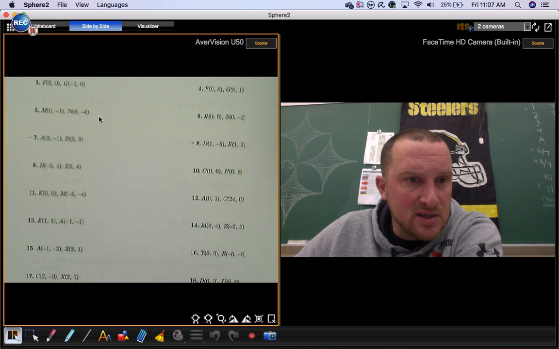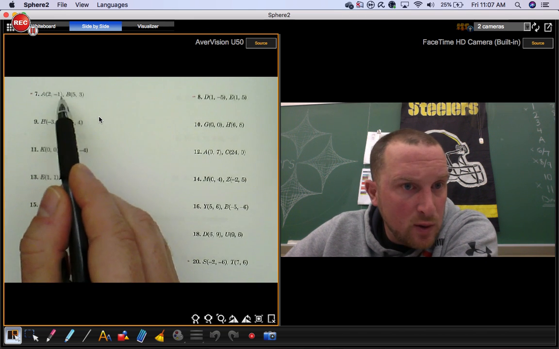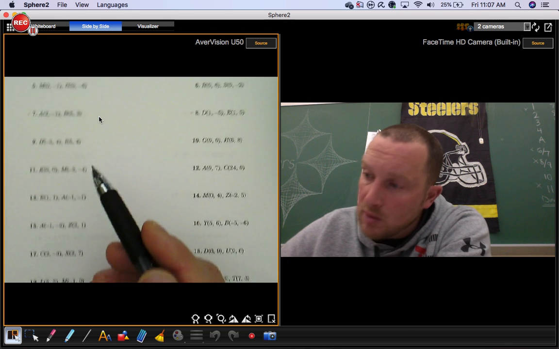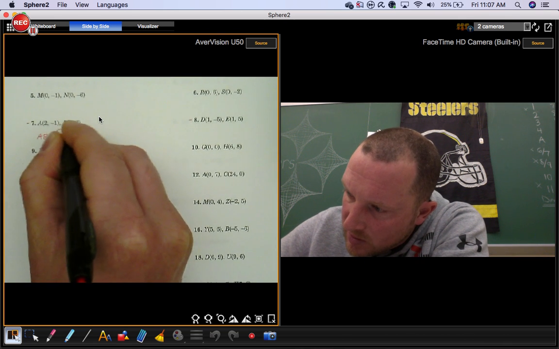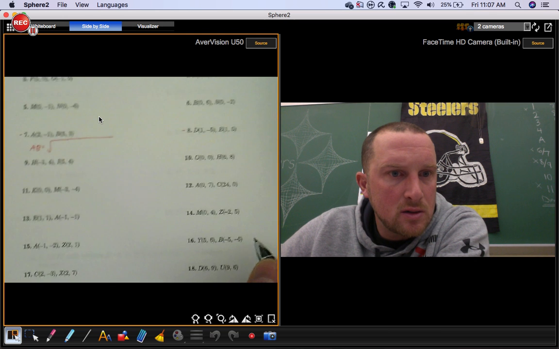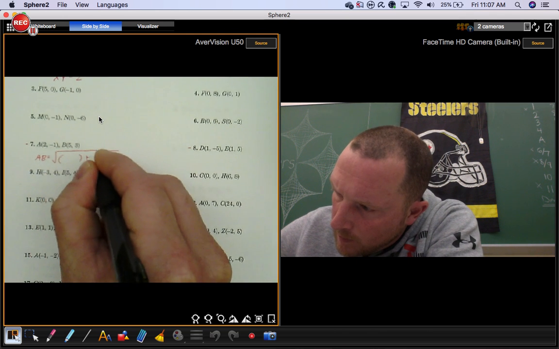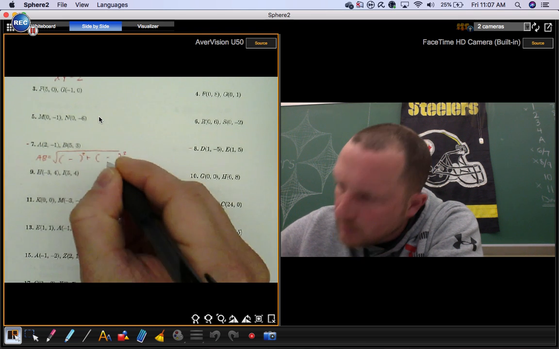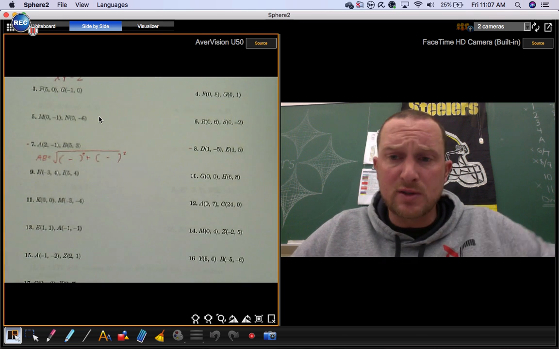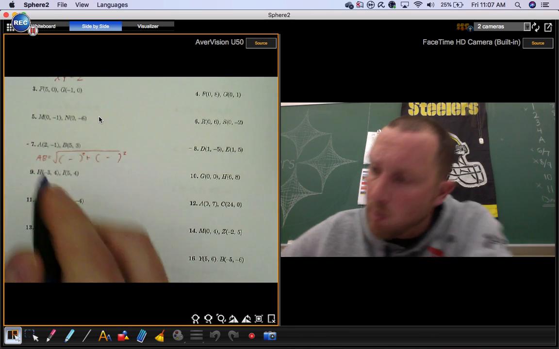Let's skip down to number 7. Number 7, we have x values that aren't the same, and we have y values that aren't the same. So you want the distance from A to B, and this is a diagonal segment since those coordinates didn't match. So here's how you do this. I like to write my formula out first. And then what I'll do is I'll put my x values and my y values in, and it's important where you put them.